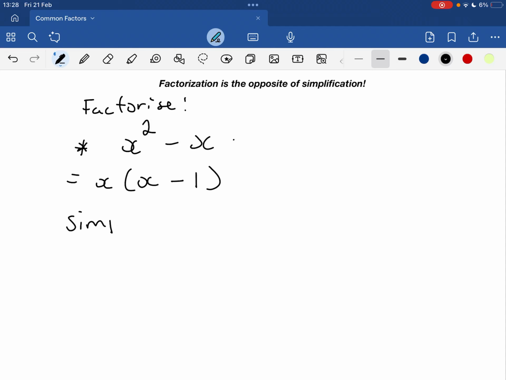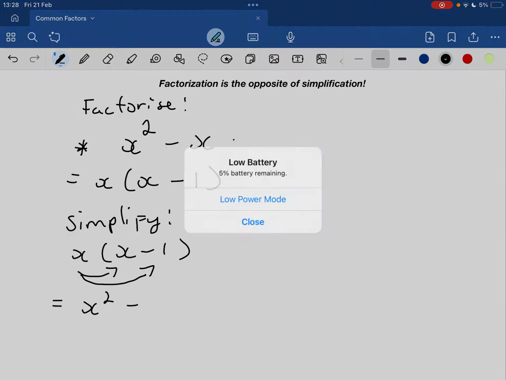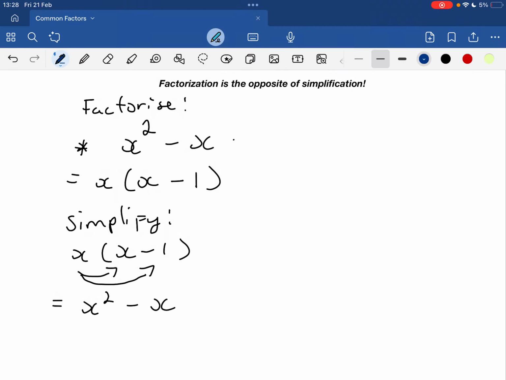But what if I asked you to simplify that answer? Simplify x into x minus 1. Well, we've learned how to simplify this. We'd say x times x is x squared. Then we'd say x times minus 1 is minus x. Look, this was actually the question we were asked there. So can you see that if you have this and you factorize it, you would get that. But if you have this and you simplify it, you would get this. Factorization and simplification are opposites.